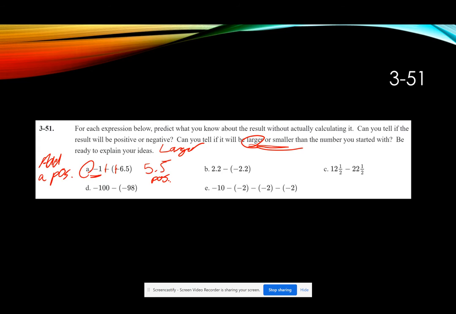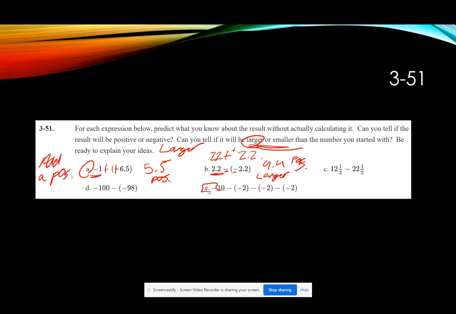Now we're looking at B. Same thing here. We're starting at 2.2 and we are subtracting a negative. So there we can rewrite it as 2.2 plus positive 2.2. So here we'd end up at 4.4. So my answer is going to be larger than what we started with, and it's going to be a positive answer. We'll do one more together.